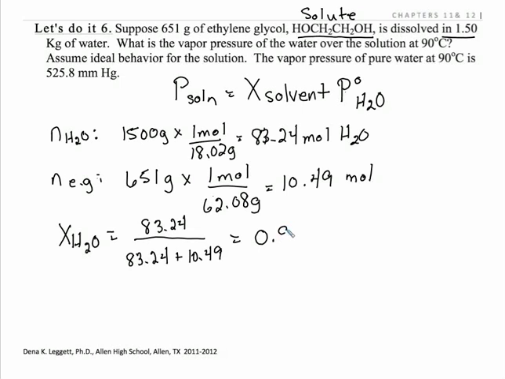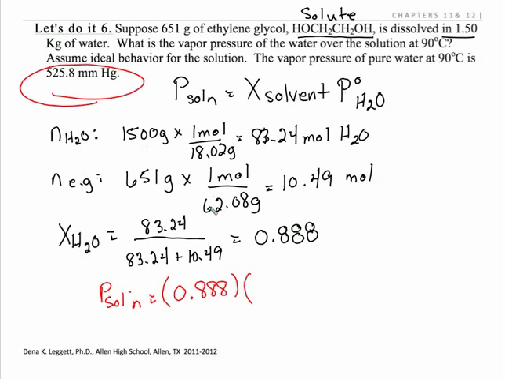And hopefully you realize it's going to be greater typically than 0.55 because the solvent is typically present in the greatest amount. So that's my mole fraction of my water. So now I can calculate the partial pressure of my solution is equal to my mole fraction of water, 0.888, times the partial pressure of pure water, which is 525.8 millimeters of mercury at this temperature.